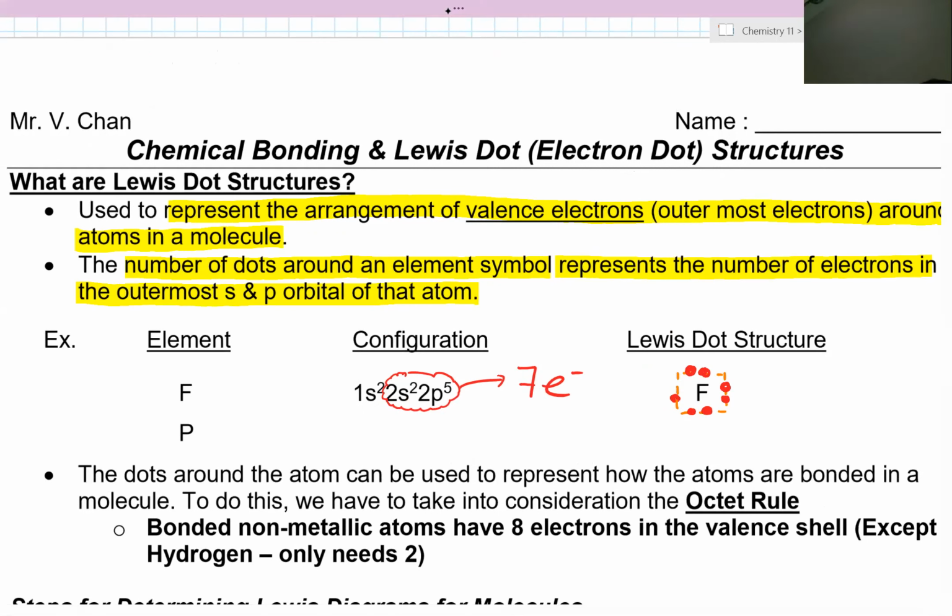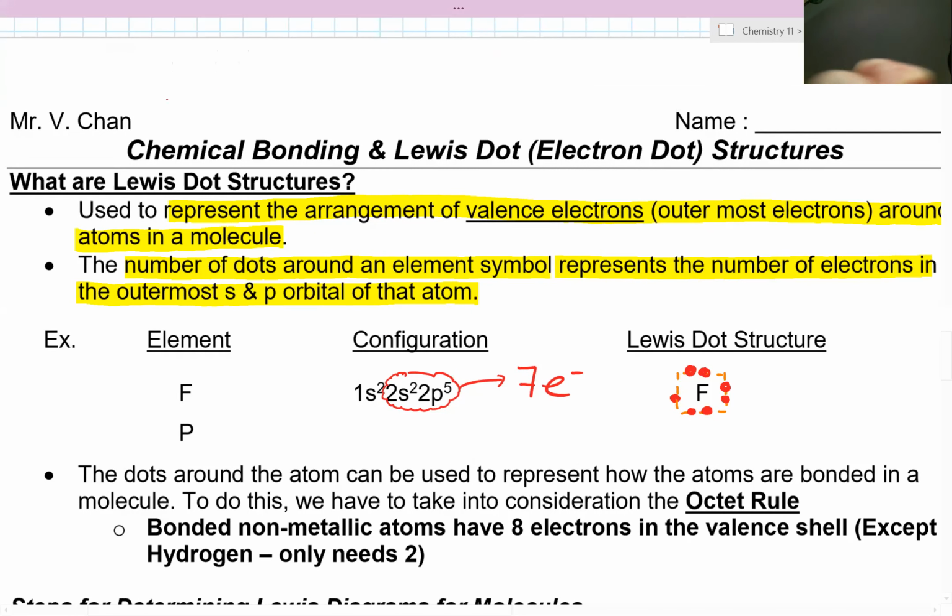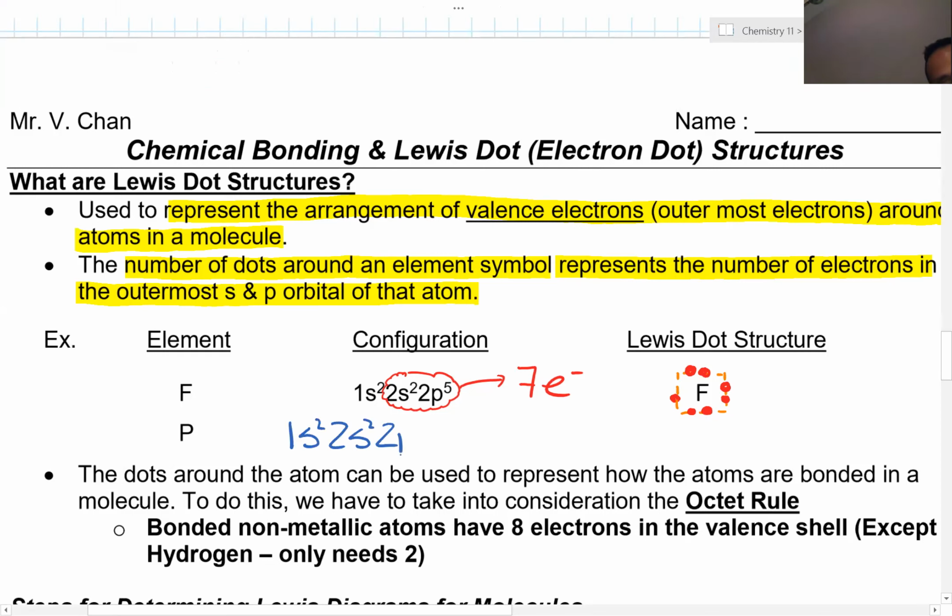Now, if we take a look at phosphorus, the electron configuration, if I were to write it out, would be 1s2, 2s2, 2p6, 3s2, 3p3. So notice in my valence shell, I have 5 electrons.